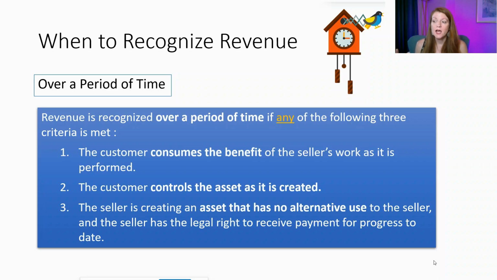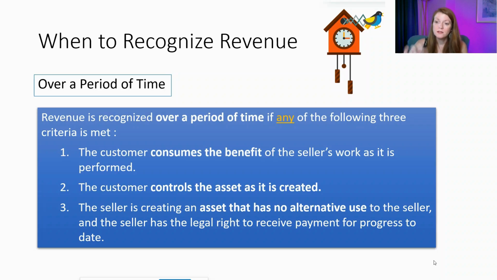Okay, so it's not that the customer, like in the last one, gets all the benefit at once. This is where the customer is going to get the benefit over time. The customer controls the asset as it is created. So we're not just creating a table for our customer and then delivering it at once. They're getting use of it over time as we create it. The seller is creating an asset that has no alternative use to the seller, and the seller has the legal right to receive payment for progress to date.